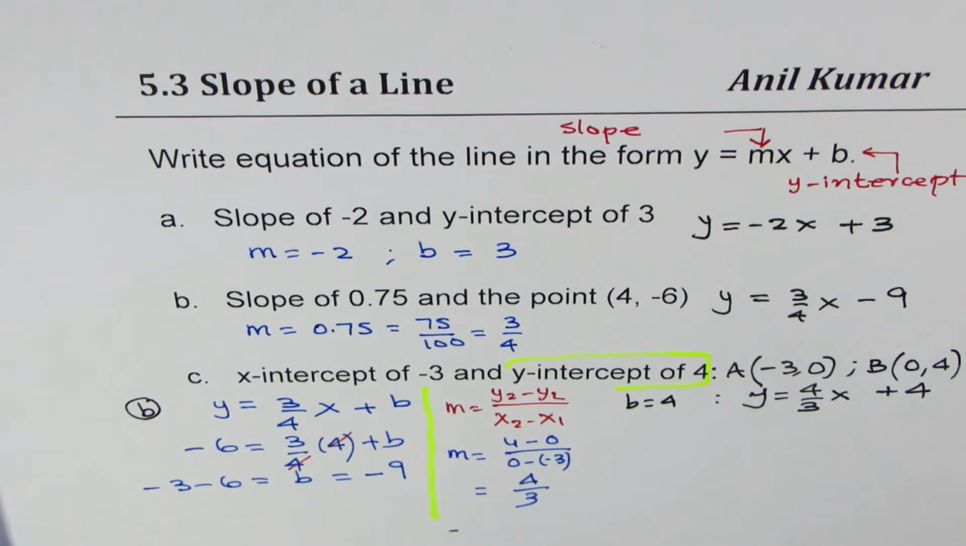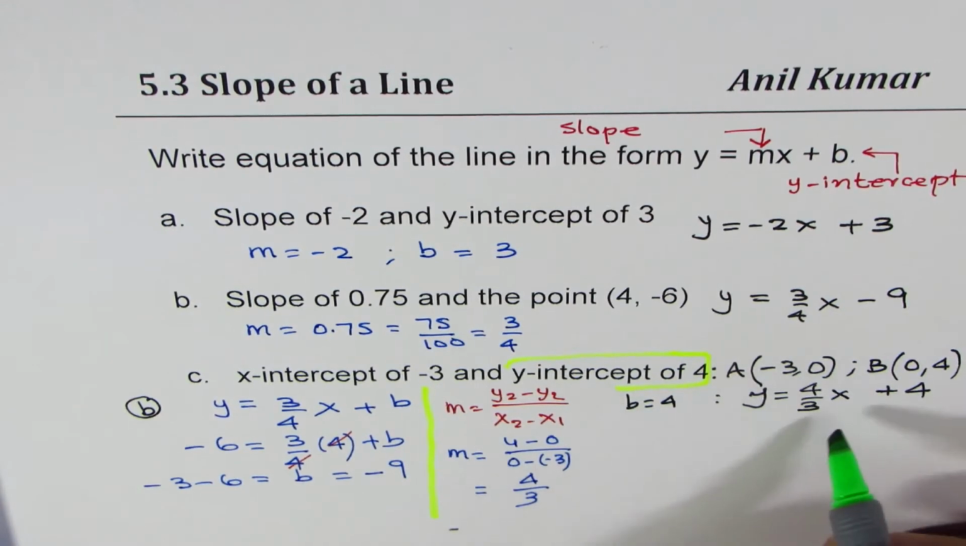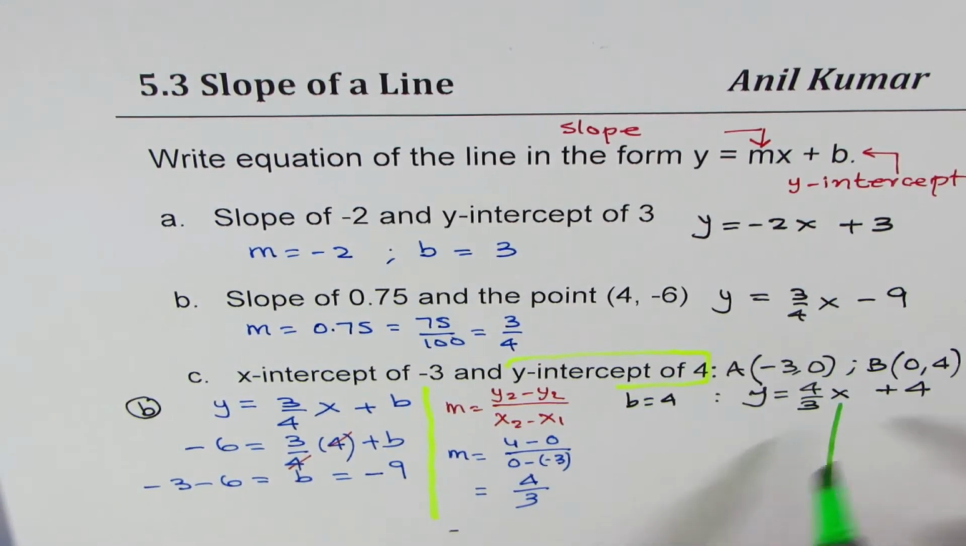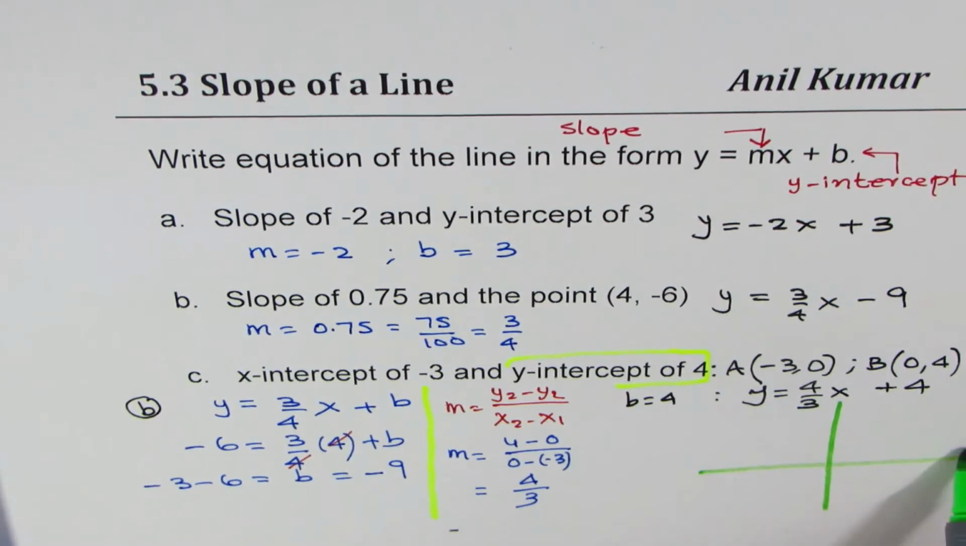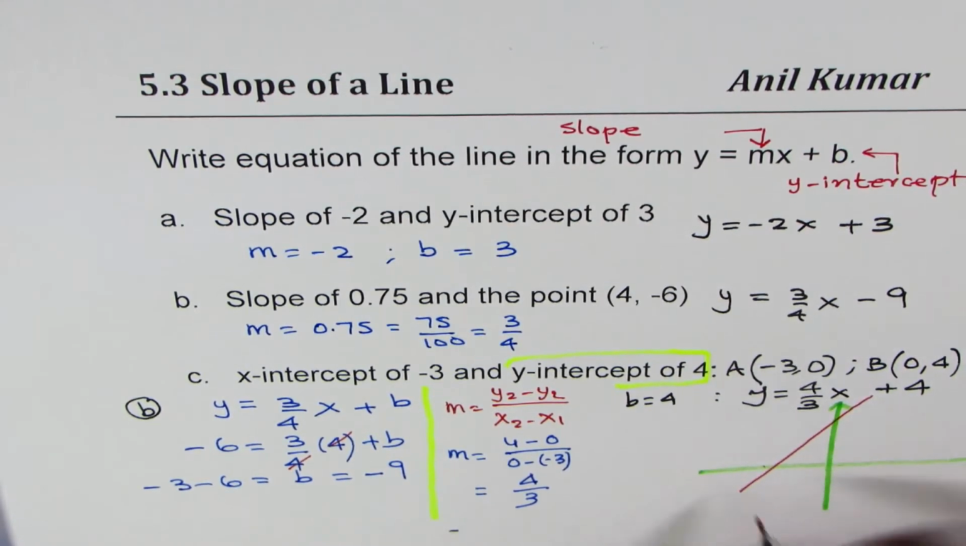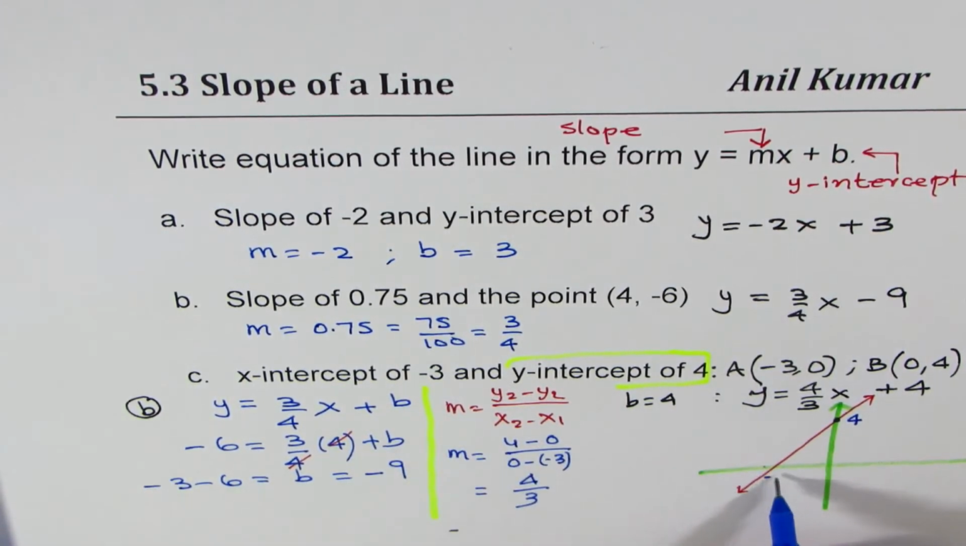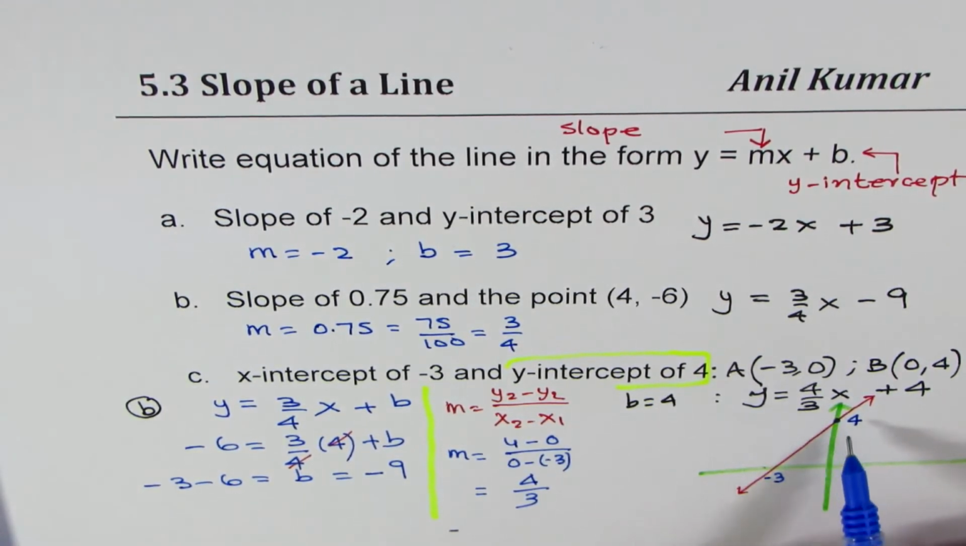Now let's have a second look at part C, x-intercept of minus 3 and y-intercept of 4. So this is the coordinate plane. X-intercept of minus 3 will be somewhere here. Y-intercept of 4 will be somewhere there. That means the line could be drawn like this. So this is y-intercept 4 and x-intercept of minus 3. As soon as you draw your line, you understand that slope is actually y-intercept divided by x-intercept in a way. Do you see that?